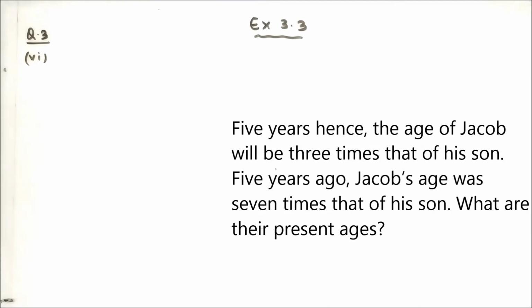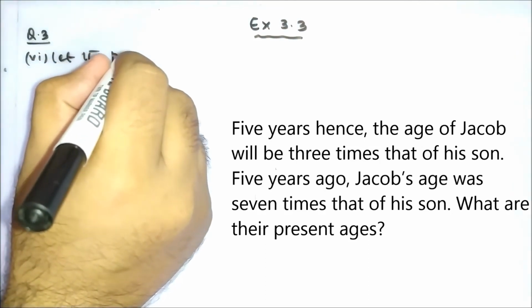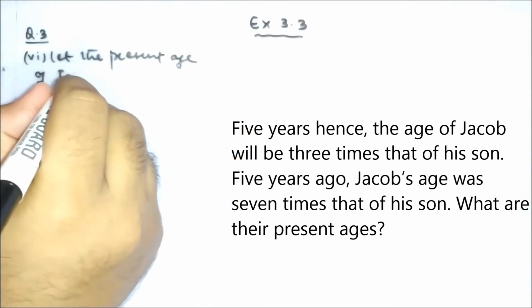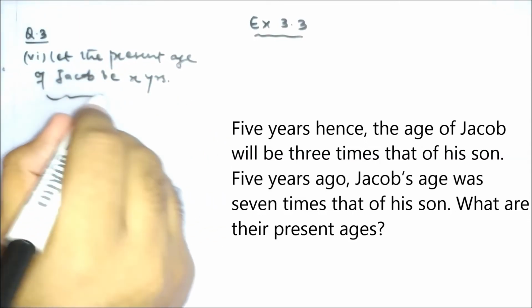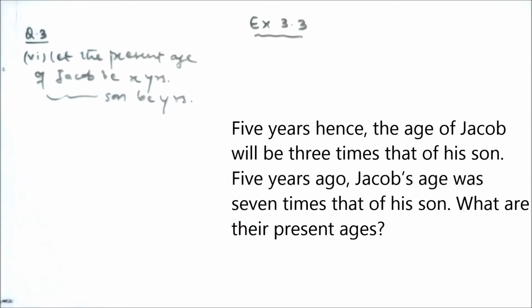5 years ago Jacob's age was 7 times that of his son. What are their present ages? So first, let us assume that the present age of Jacob is x years and his son's is y years. Okay, so let these be the present ages.